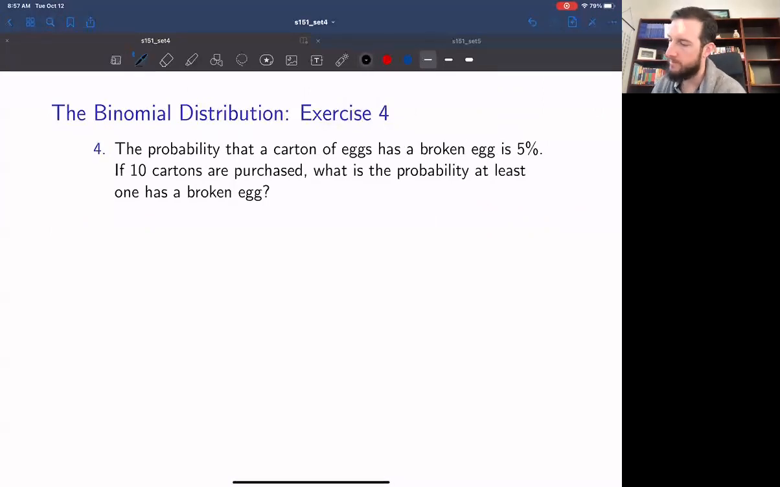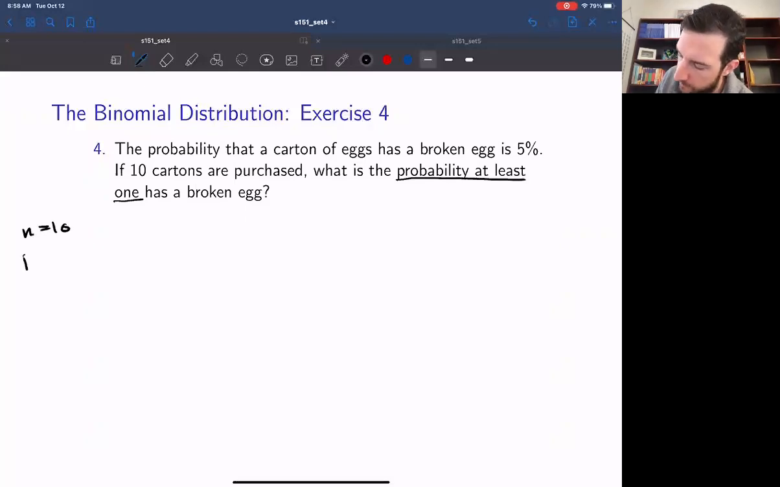Okay, another example. The probability that a carton of eggs has a broken egg is 5%. If 10 cartons are purchased, what is the probability at least one has a broken egg? Okay, so this is a classic binomial problem, and the language here is very important. So here we have probability at least one. This is the type of problem that comes up very often when quizzing students on the binomial distribution. So there's a trick to this. First, let's write down what we know. So we have 10 cartons.